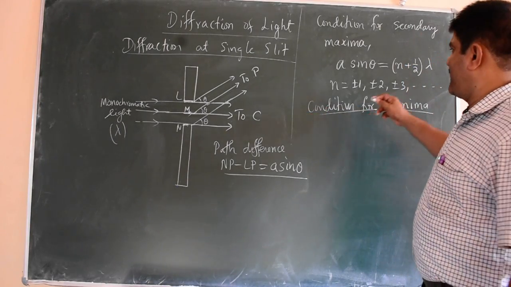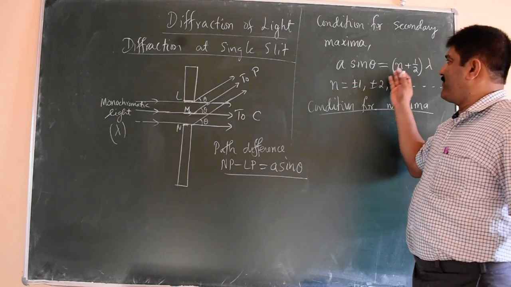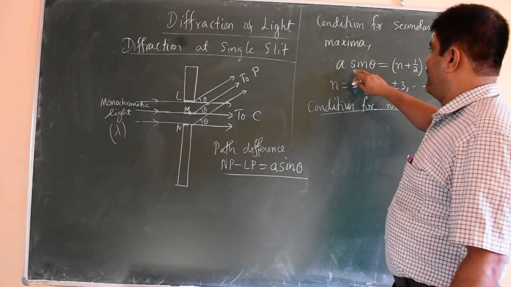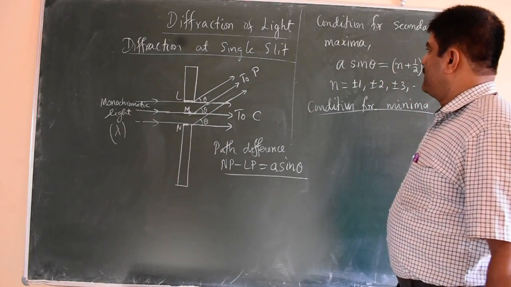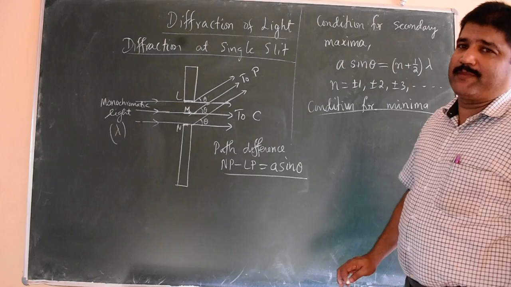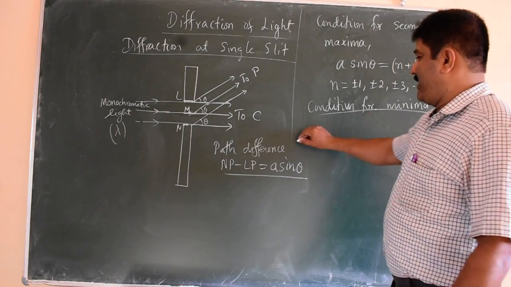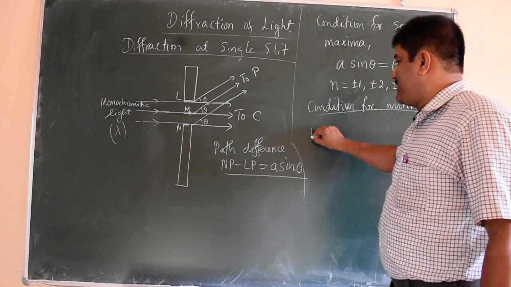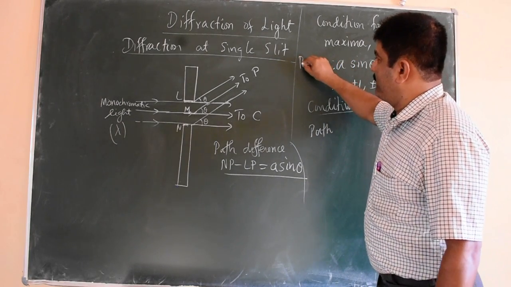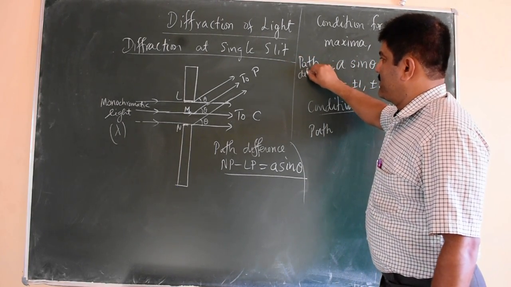Minima are many. When you take different values of n, you will get different values of theta. It is applied to different maxima and minima. So now the minima condition. So the path difference. This also is path difference only.